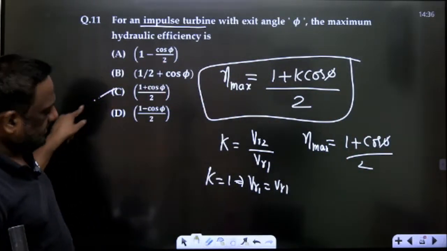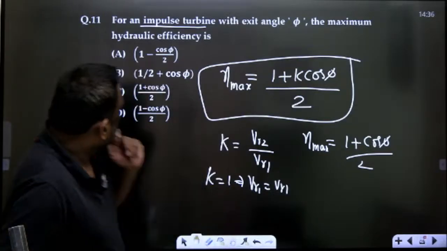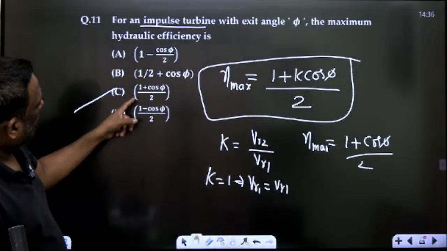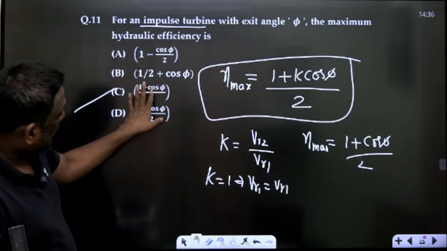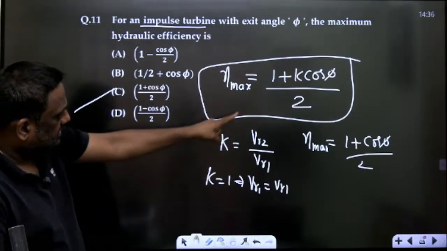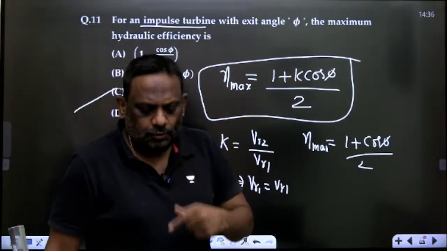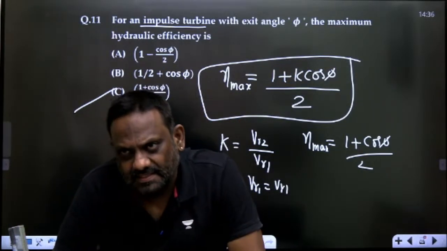Is option C correct? Yes, 1 plus, correct. This can also be asked if the blade friction coefficient is given.